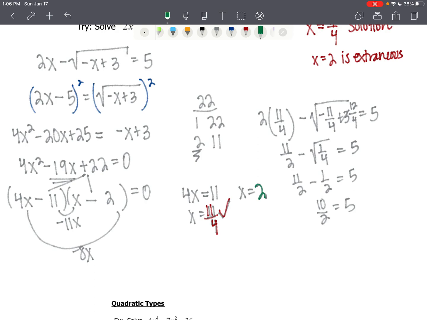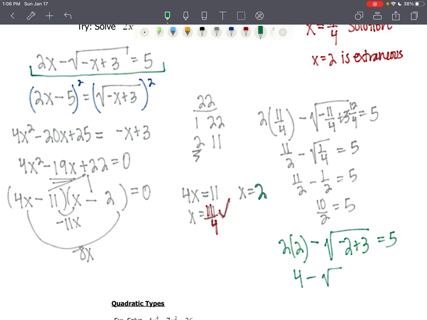Now we're going to try 2. Coming back here to the original problem, 2 times 2 minus the square root of negative 2 plus 3 equals 5. 4 minus the square root of 1 equals 5. 4 minus 1 is 3, not 5. Therefore, 2 is extraneous.